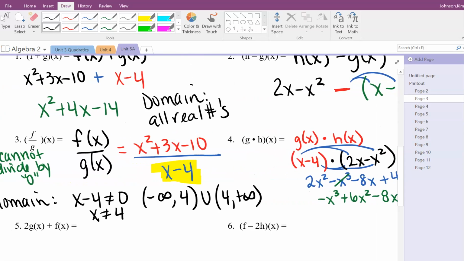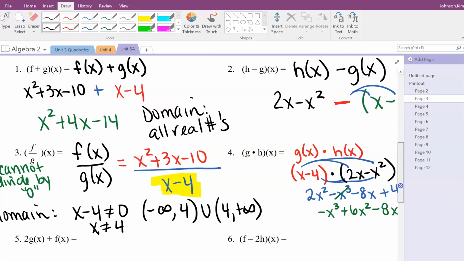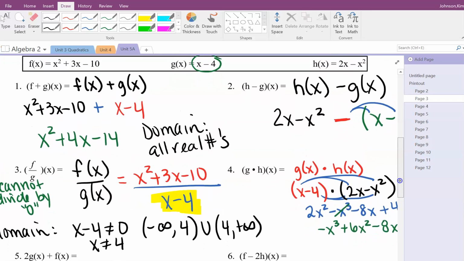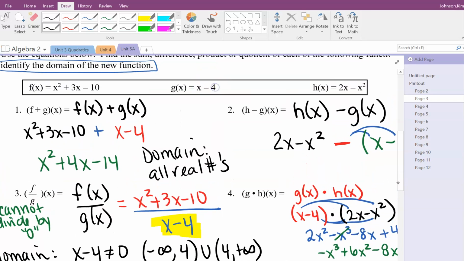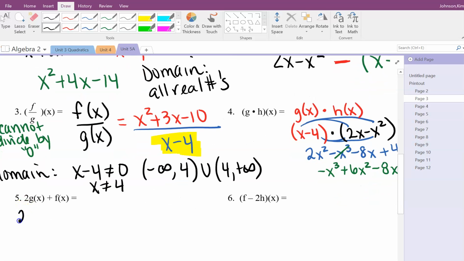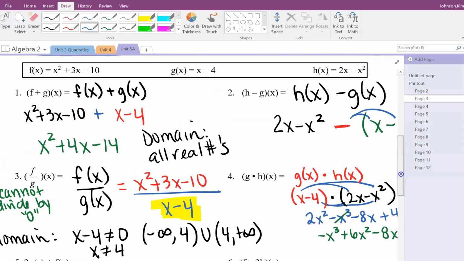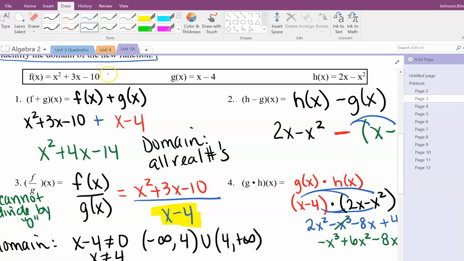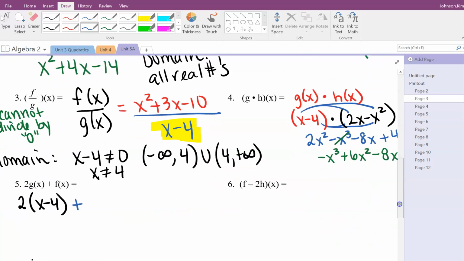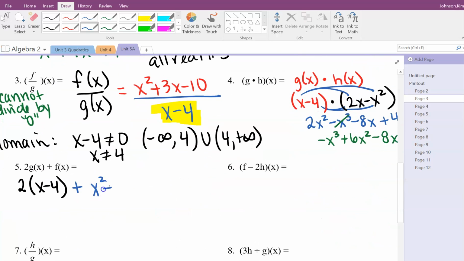Okay, we got two more. Number 5, 2 times g of x plus f of x. So g of x is x minus 4. So I want to do 2 times the quantity x minus 4, and then plus f of x, which is x squared plus 3x minus 10. So plus x squared plus 3x minus 10.